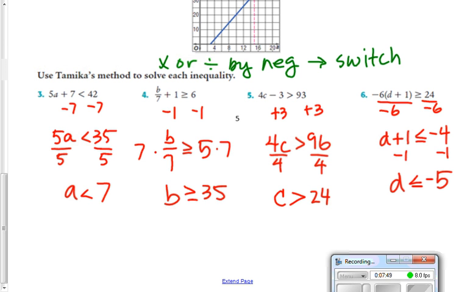All right, here are your answers. Check them out. Notice that the only one where you had to switch the sign is this one. The reason you switched the sign is right here. In that step, I divided both sides by negative 6. When you divide by a negative, you're changing the signs of the answers, so you also have to change the inequality symbol.